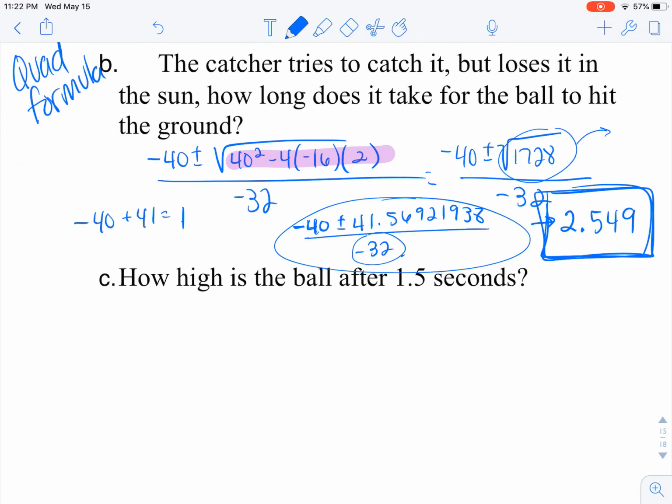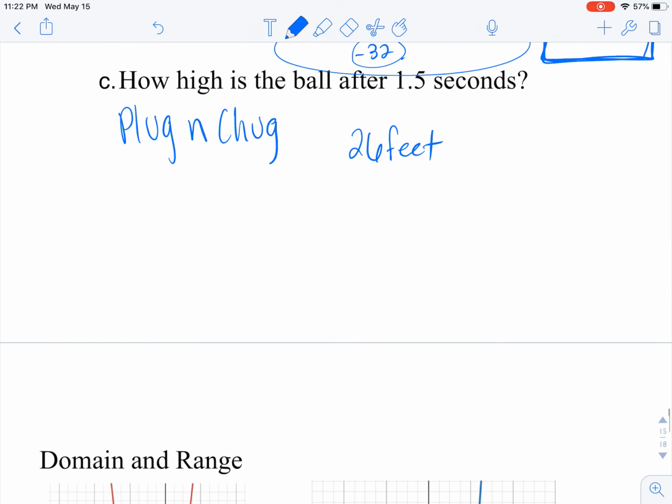And last, this one is just plug and chug. You're just going to plug in 1.5 into your equation. And when you do that, you end up with 26 feet. That's the easy one.